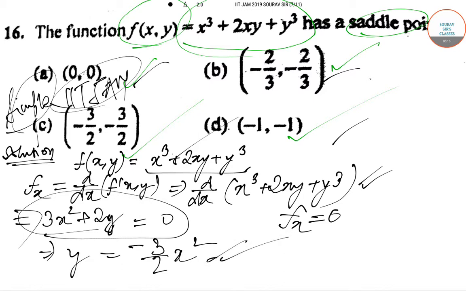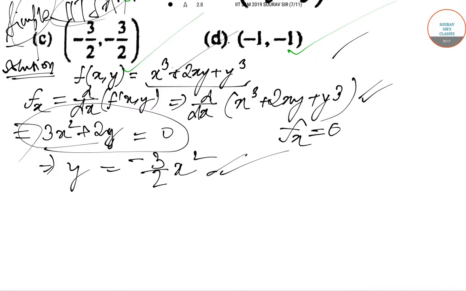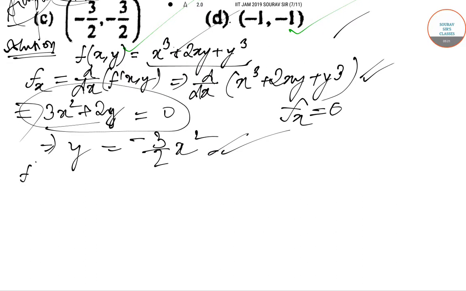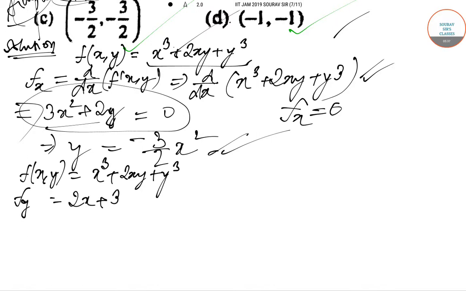Now we have achieved one part of this section. Now moving to the second part. Now f(x,y) was given to be x cube plus 2xy plus y cube. Okay, now let us do fy. So it will be 2x plus 3y square, isn't it?